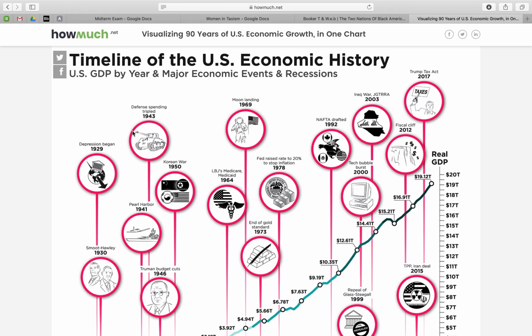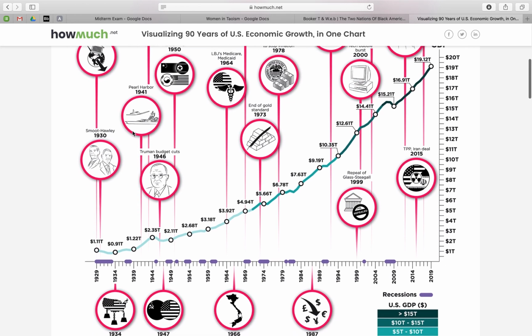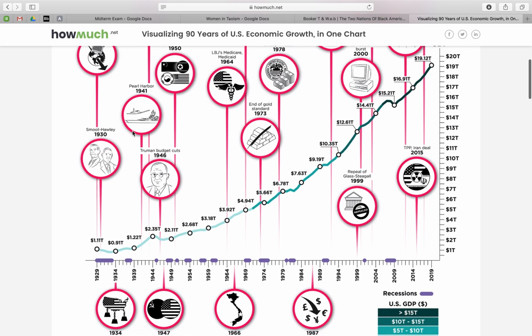Well, I noticed that the title of this data visualization is Timeline of the U.S. Economic History, and it's talking about the U.S. GDP by year and the major economic events and recessions that occurred. Okay, and let's pull this down. And what do we see on the bottom? I noticed that there's a timeline of the years, and it starts in 1929 and it ends in 2019.